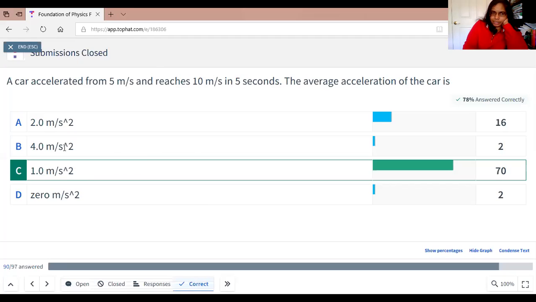Anyone who answered anything other than C, do you have something to share with me, or any place that you got confused? It looks like to me, those who answered A, you take 10 and divide by 5. No, that is not the way to do it. You need to take V final minus V initial, divide by the time. Okay. Anyone with questions? Okay, let's try the next one.